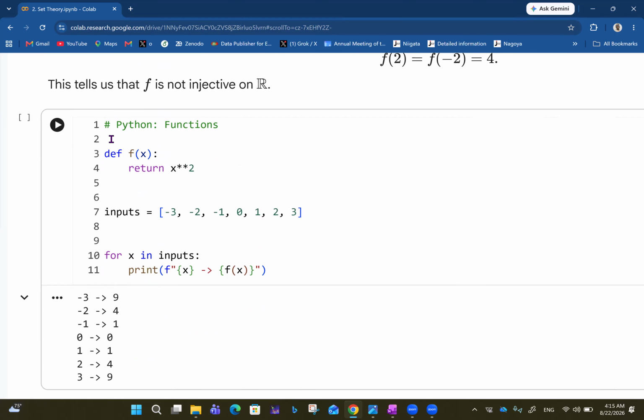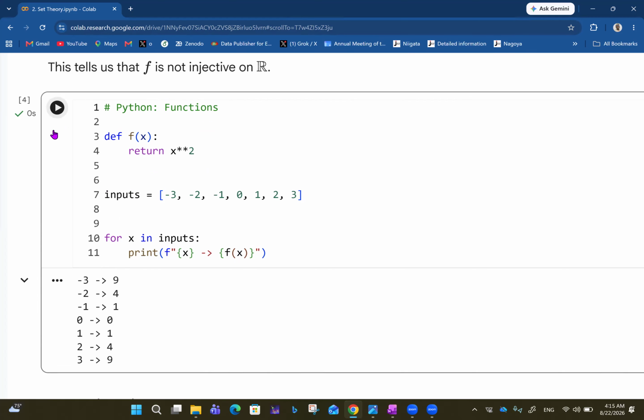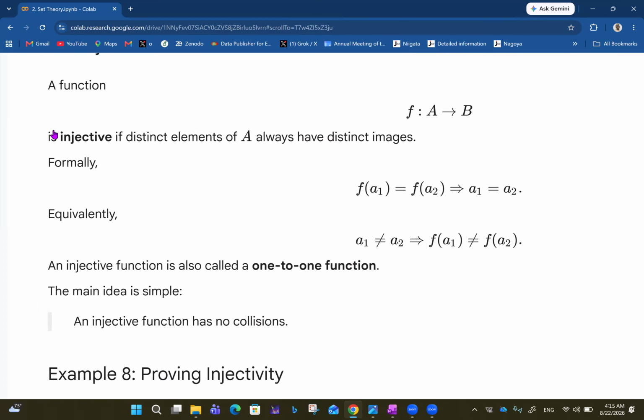So this is just a simple code to define a function that returns x squared. We get the inputs minus 3, minus 2, all the way to 3. So for x in inputs, print x matched to f of x. So for minus 3, we get 9, for minus 2, and so on, just what we have produced up there. That's the Python implementation of that.